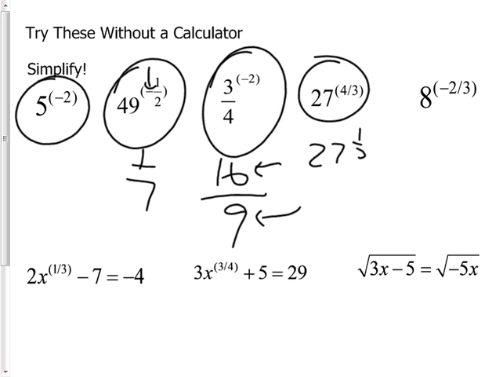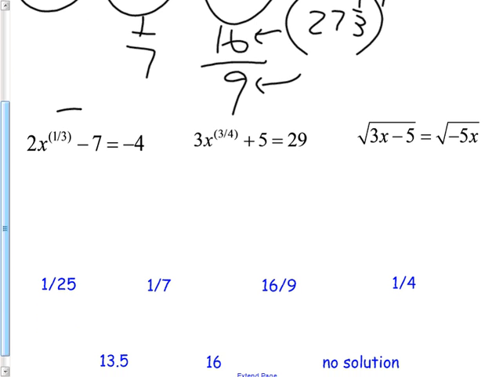27 to the 1/3 and then to the 4th in your head. Because it's really 3 to the 4th. And 3 to the 4th is 81. Very good. Okay, let's do this kind right here. Everybody do that one on your blank Notability doc. Turn it my way. I'll tell you if you did it right.